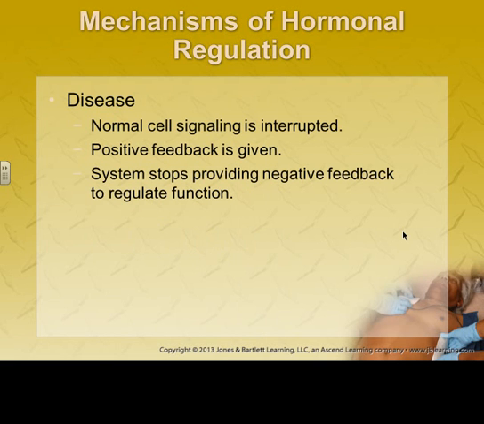With disease, the problem is just like with any other disease. There's some type of impairment with homeostasis. Normal signaling is interrupted, so the hormones can't communicate. Positive feedback is given, and then the system stops providing negative feedback to regulate function.